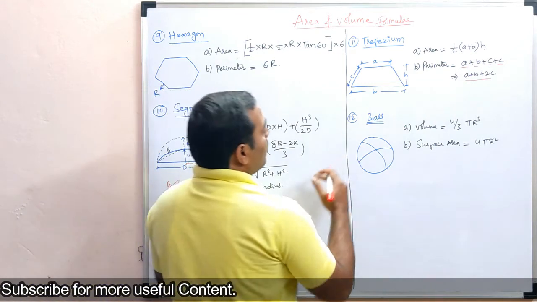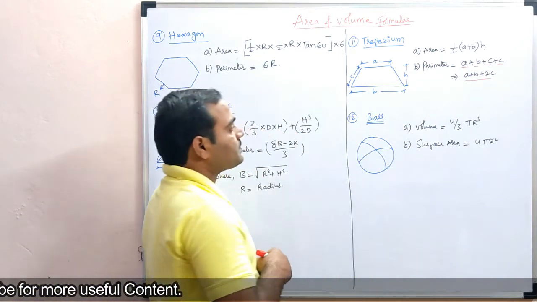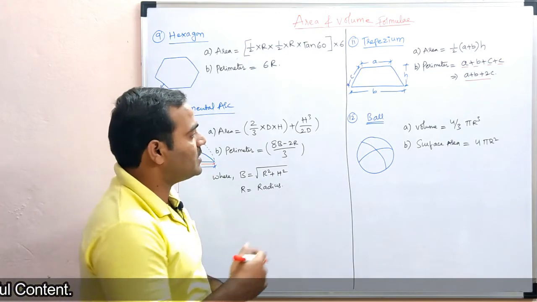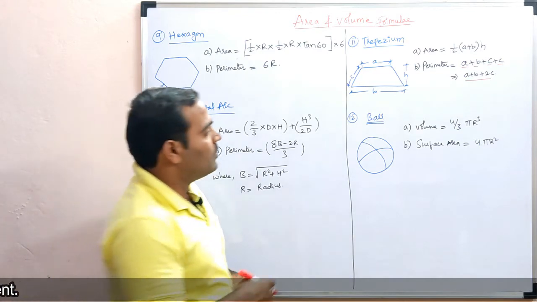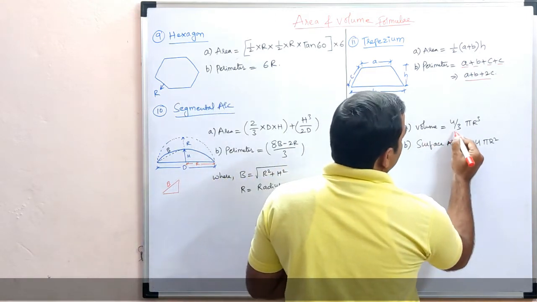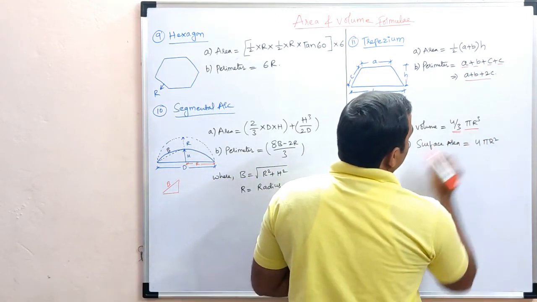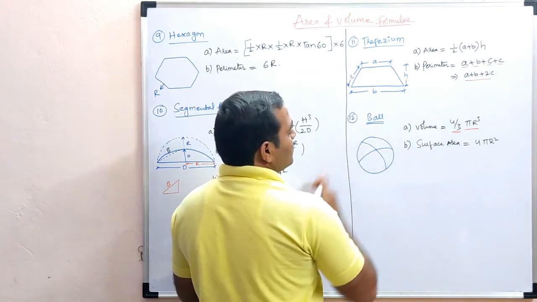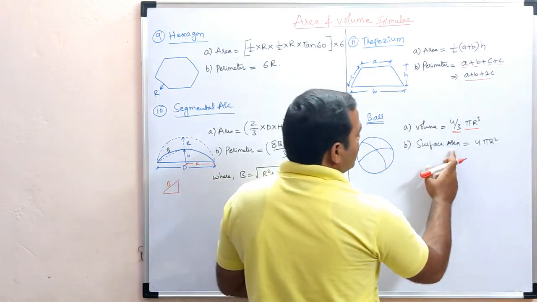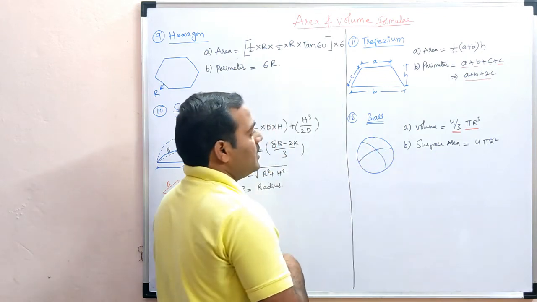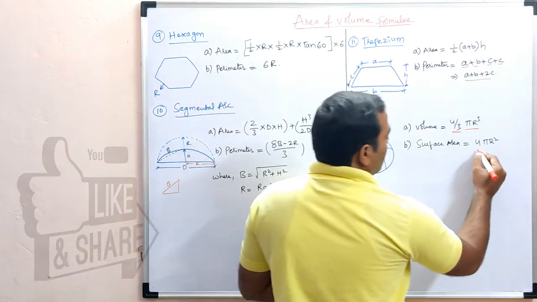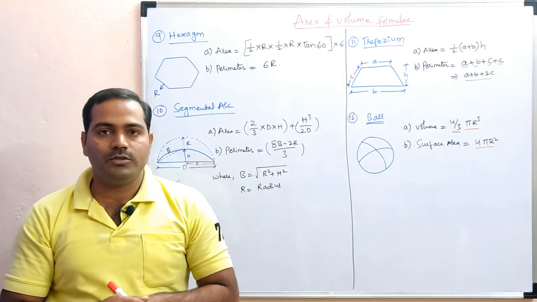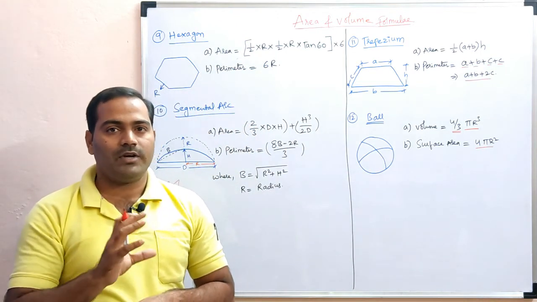Now coming to the ball, if we take a ball, how are we going to find out the surface area and also the volume? For volume, the formula is 4 by 3 pi r cube. So if we take this formula, we will get the volume for this ball. Next, surface area, how to find the complete surface area for this ball, that is 4 pi r square. So this is the formula used to find out the surface area for a ball.